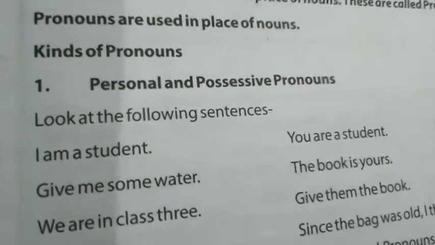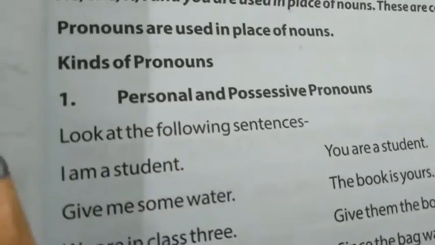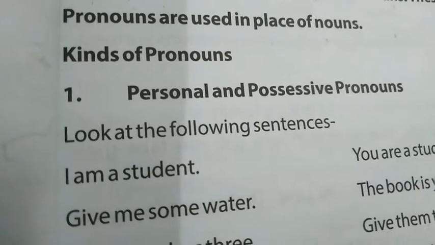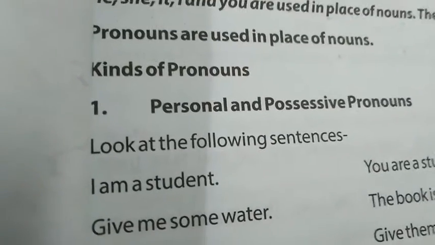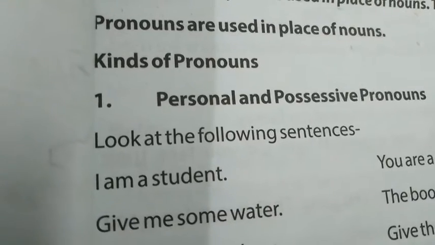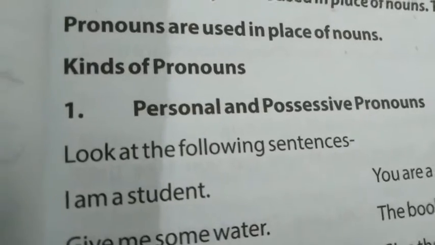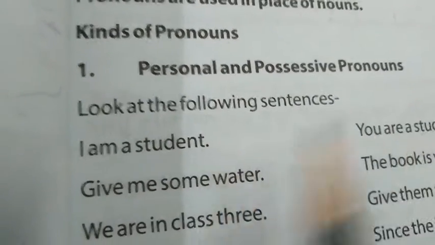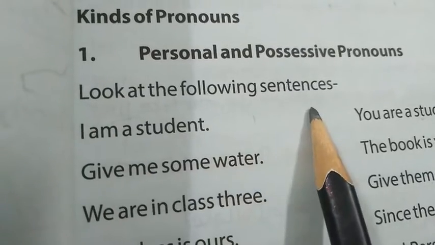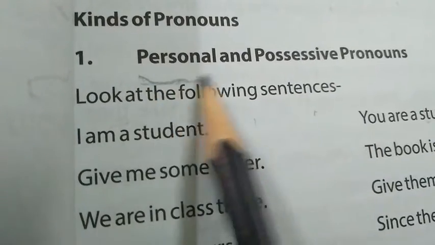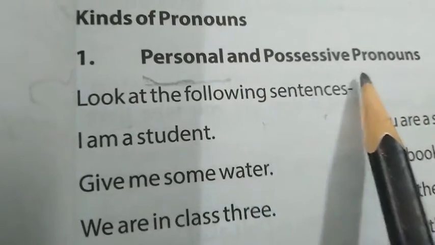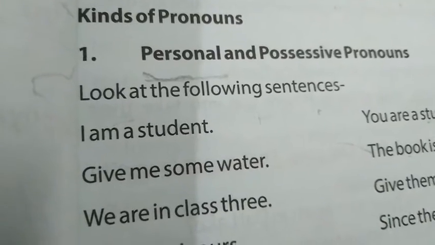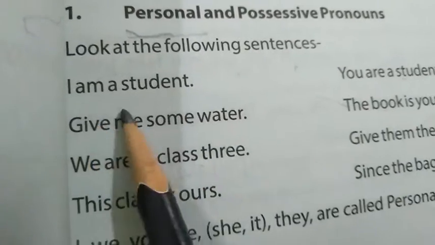Now let's move on to the kinds of pronouns. Now we have near about six to seven kinds of pronouns. Okay, but in our syllabus we have a few of them, so we will study them one by one. Today we are going to discuss the personal and possessive pronouns. Okay, now look at the following sentences. Now as the name itself suggests, personal is related to persons, which are used for persons, or we can also say it refers to things also. Now let's see here. I am a student.